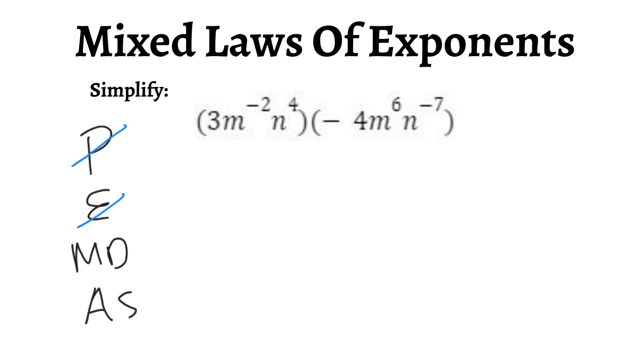I can rewrite them, since everything's being multiplied together. I can write this as 3 times negative 4 for the coefficients, times m to the negative 2 times m to the 6. So I can group the m's together. And then lastly, I can group the n's together by saying n to the fourth times n to the negative 7.